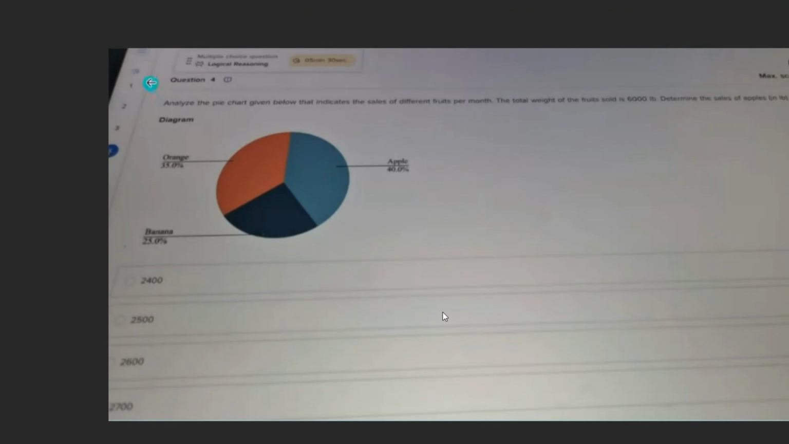Guys, this will be a quiz question for you. Please give the answer in the comment section. This is a real and recent question. Analyze the pie chart given below that indicates the sales of different fruits per month. The total weight of the fruits sold is 6000 lb. Determine the sales of apples in lb. The diagram is provided. Orange 35%, banana 25%, apple 40%, and these are the options: 2400, 2500, 2600, 2700.